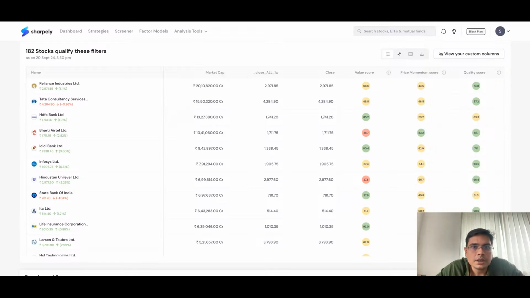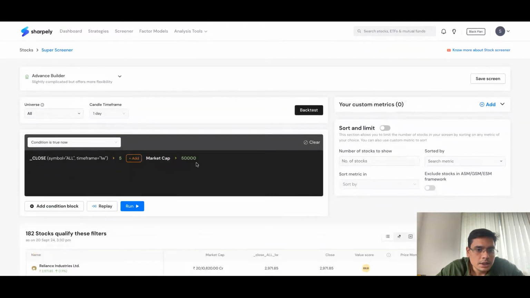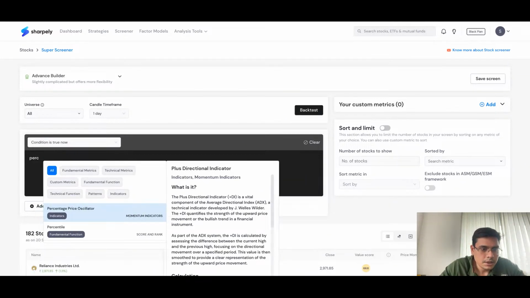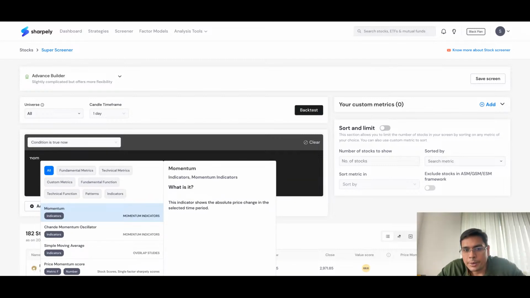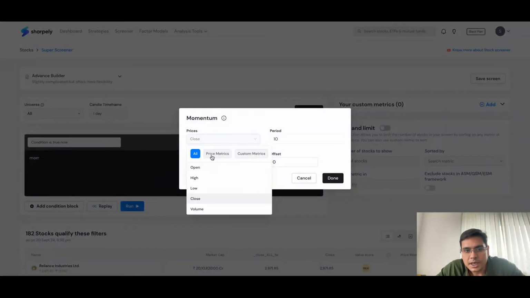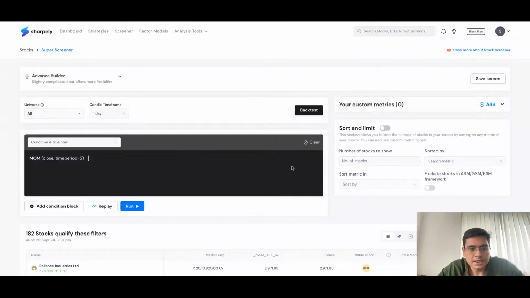You can use momentum, and you use close and set the period to 5 trading days is greater than 5, and market cap is greater than 50,000 crores.